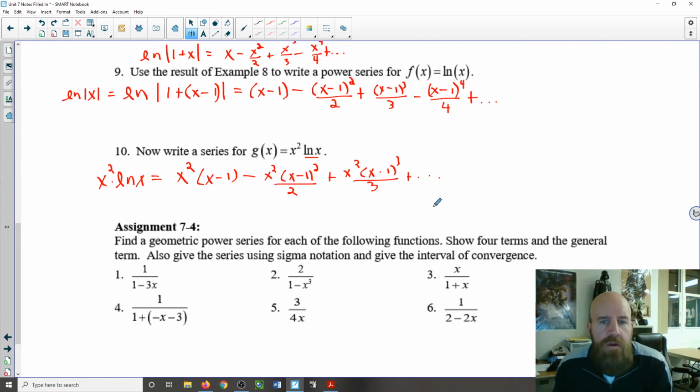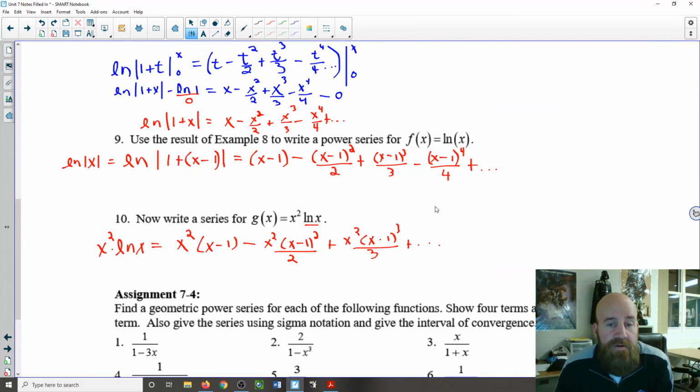So take some time, work on these. There are some tricky problems in here, but let me know if you have any questions on power series, geometric power series, and then we'll continue on.